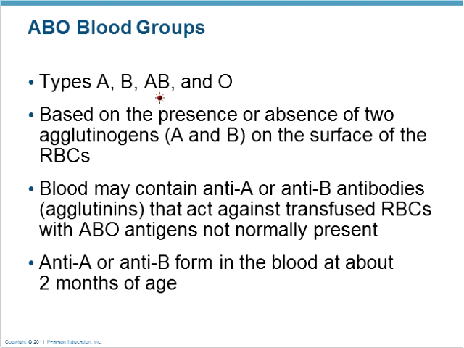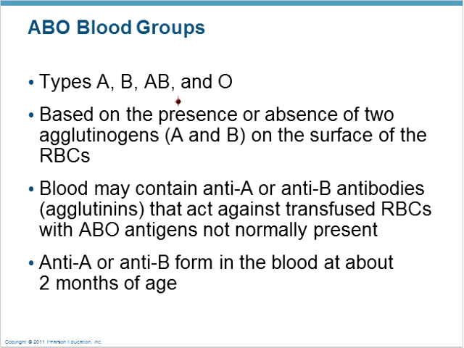AB blood has both A and B antigens on the cell wall, if you will, and they produce no antibodies. If they produced anti-A, they would kill themselves. If they produced anti-B, they would kill themselves. Blood type O has no antigens whatsoever. O stands for zero antigens. But it produces anti-A and anti-B because it doesn't have those antigens.